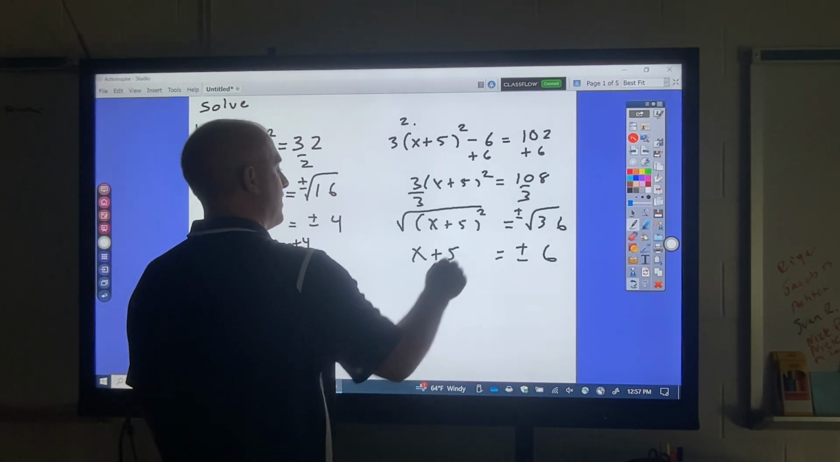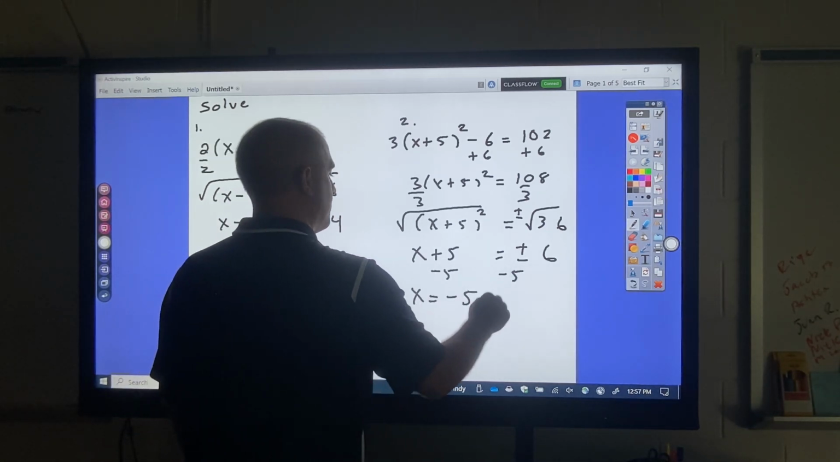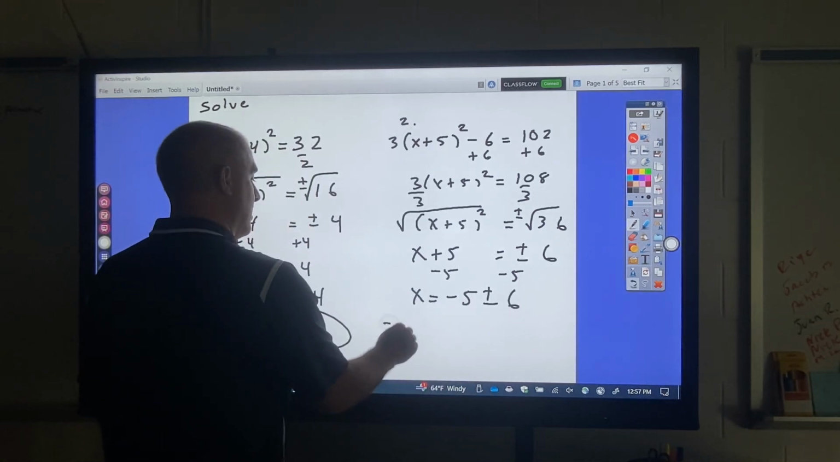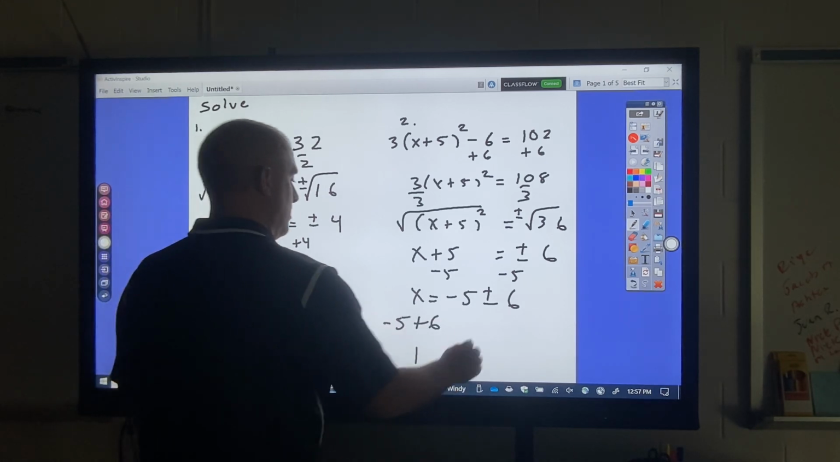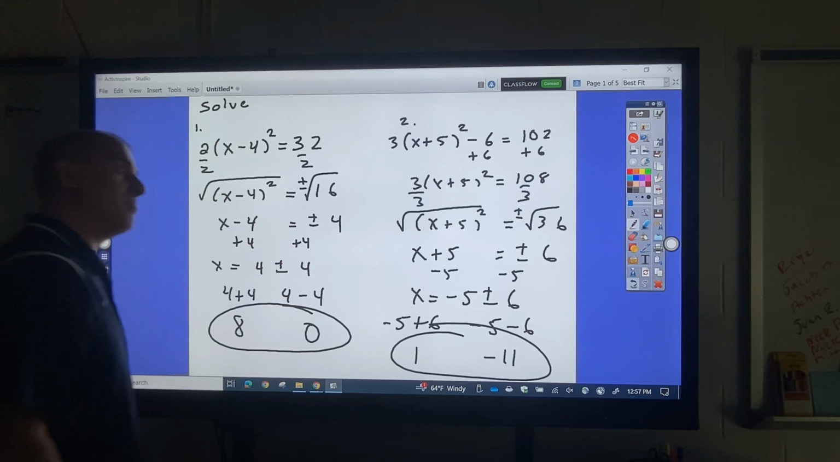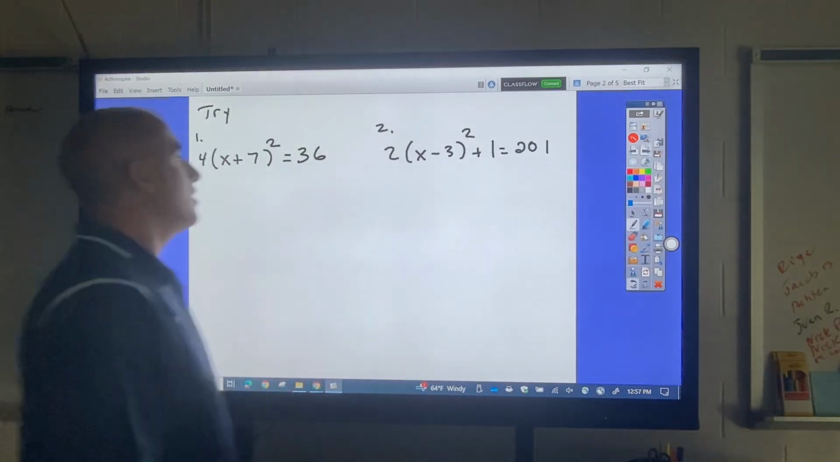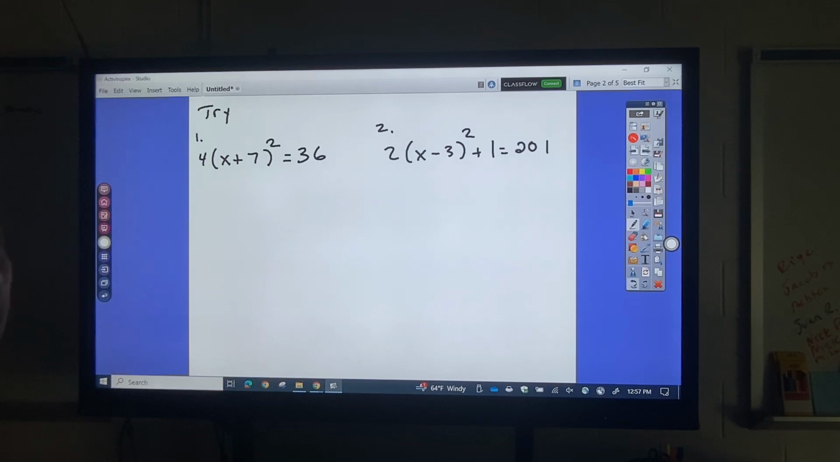I get x plus 5. Subtract 5 over to the other side. So x equals negative 5 plus and minus 6. Well, what does that mean? Negative 5 plus 6, which is 1. Negative 5 minus 6, which is negative 11. Okay, and those would be my answers. Okay? All right. Go ahead and pause your video and go ahead and complete these.